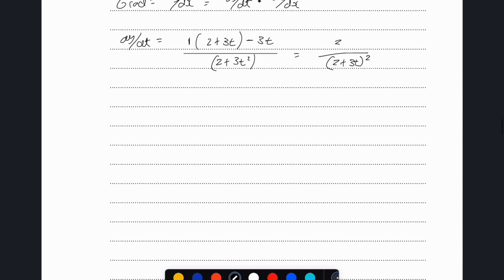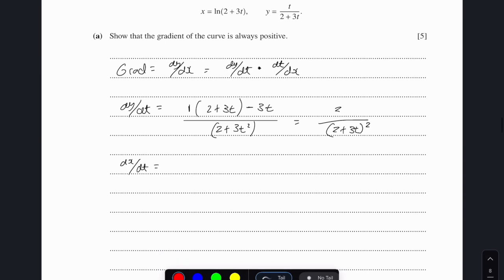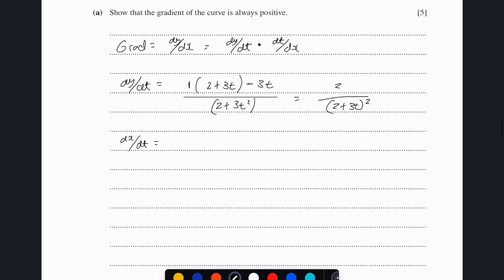Meanwhile, dx by dt, well, what is x? x obviously equals ln(2 + 3t), right? So therefore dx by dt is going to equal 1 over (2 + 3t) times 3, which gives you 3 over (2 + 3t).